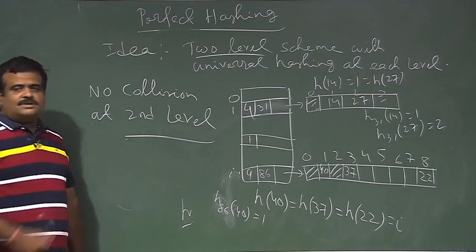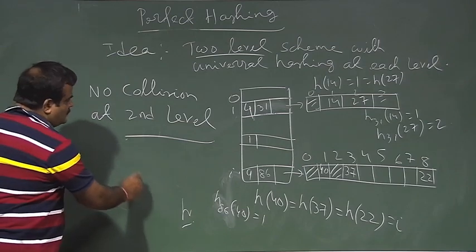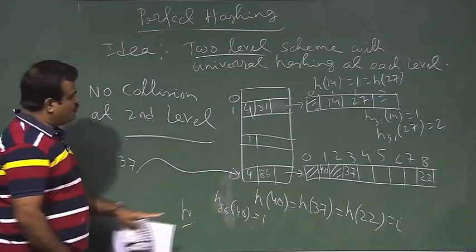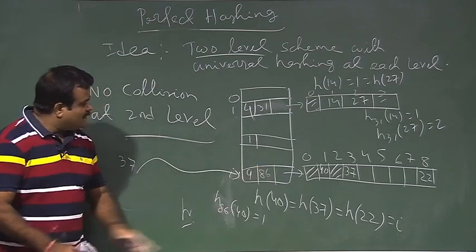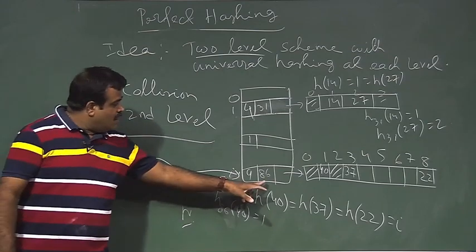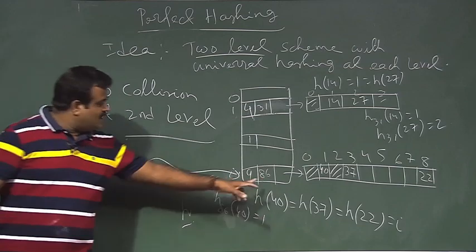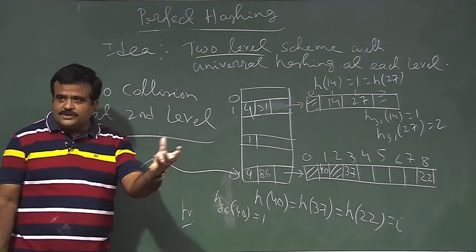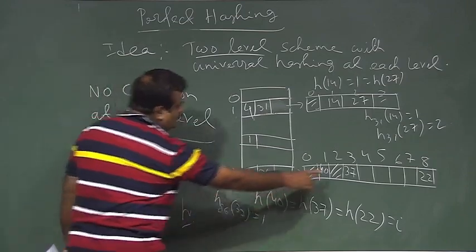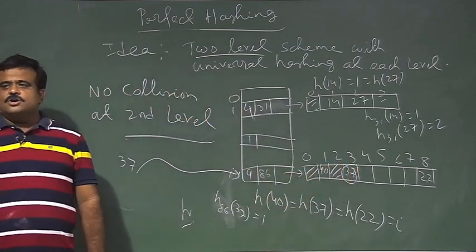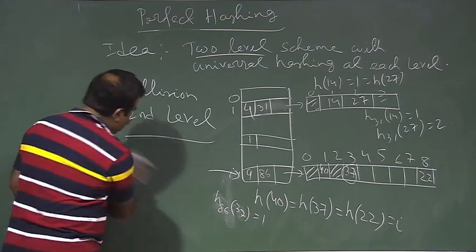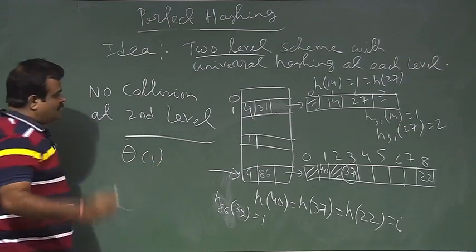Before that, how is the search in constant time? Suppose we want to search 37. We apply the first level hashing, so it will map to here. We know there is a second level hashing, and we need to apply the second level hash function. The information has to be stored here. If a is given, we know the hash function. So this a is given in this table, so we know h_a. We apply that on 37, we reach here and we get 37. So searching is just 2 hash functions. Searching is theta of 1 time, because it is just 2 hashes. So theta 1 time is the search time.